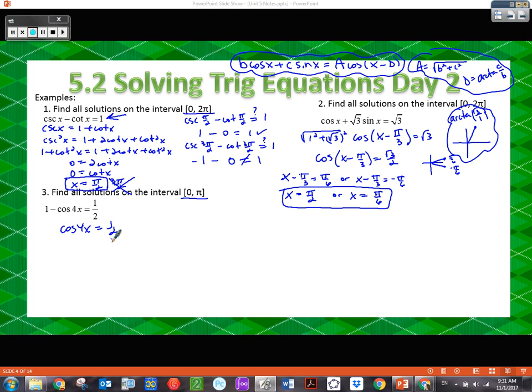So I'm going to use that same technique. I'm going to look to see where cosine would be 1/2. Cosine would be 1/2, and it's positive, so the x value would be shorter, right? So like this. Okay, so what would that be? That would be pi over 3 and negative pi over 3.